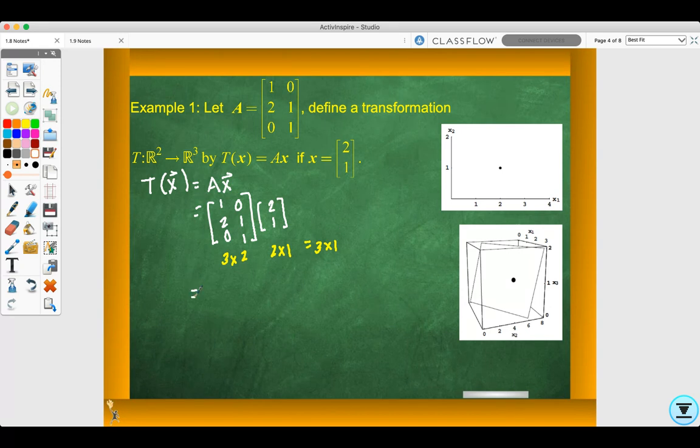When we multiply this, I'm just going to show the work for this. If you do this in your head, it's fine. You just need to make sure you set up this step and then give me the answer. It'd be 1 times 2 plus 0 times 1, and then 2 times 2 plus 1 times 1, and then 0 times 2 plus 1 times 1. Adding those together, I would get 2, 5, 1.